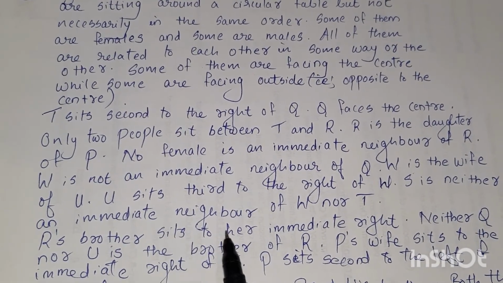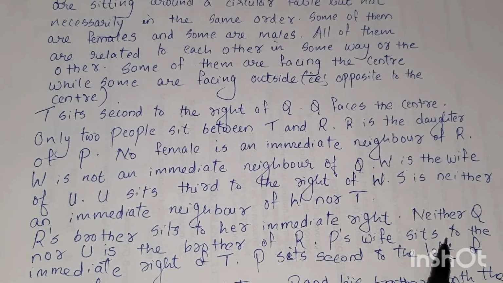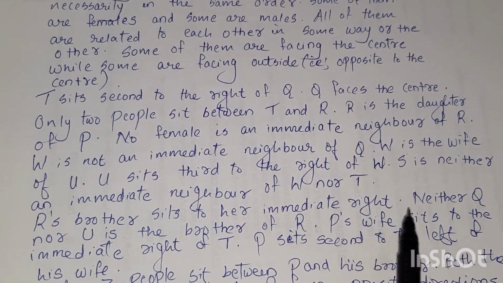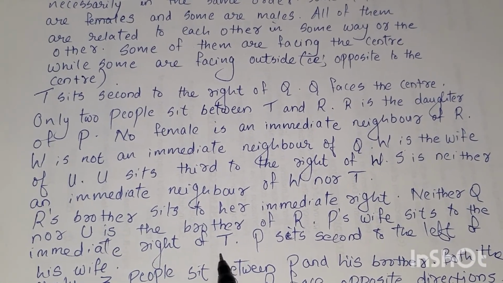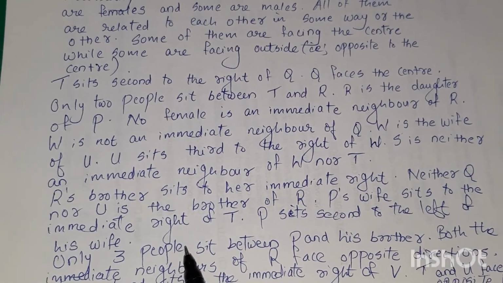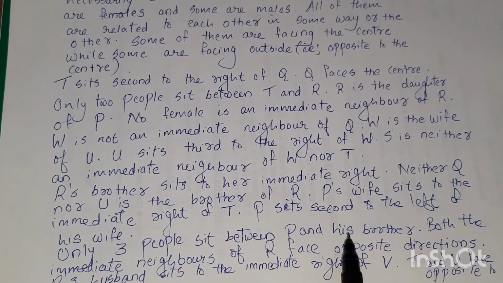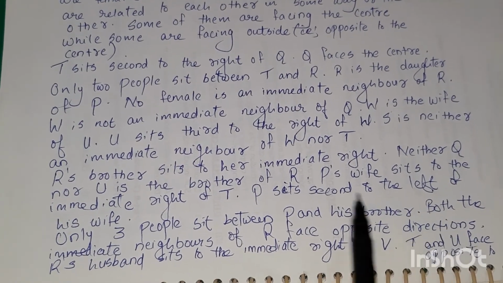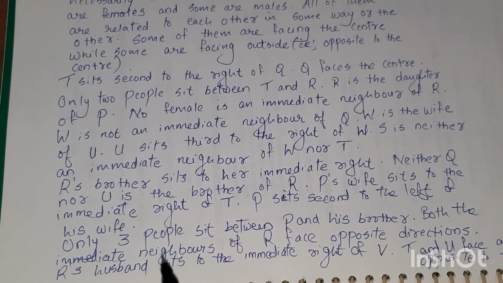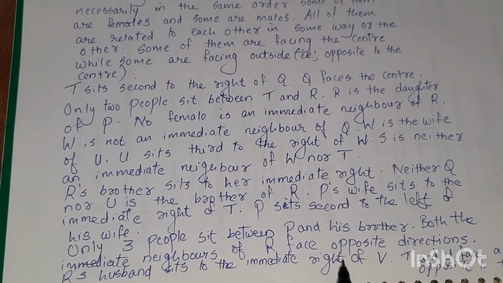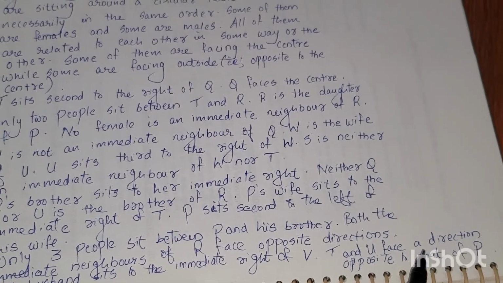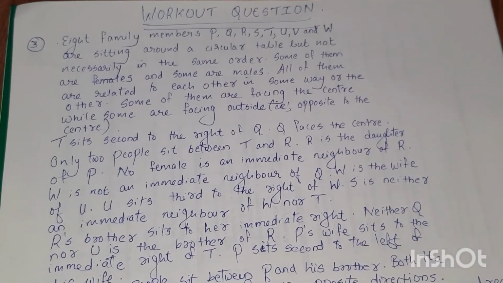R's brother sits to her immediate right. Neither Q nor U is the brother of R. P's wife sits to the immediate right of T. P sits second to the left of his wife. Only 3 people sit between P and his brother. Both the immediate neighbors of R face opposite directions. R's husband sits to the immediate right of V. T and U face a direction opposite to that of P.